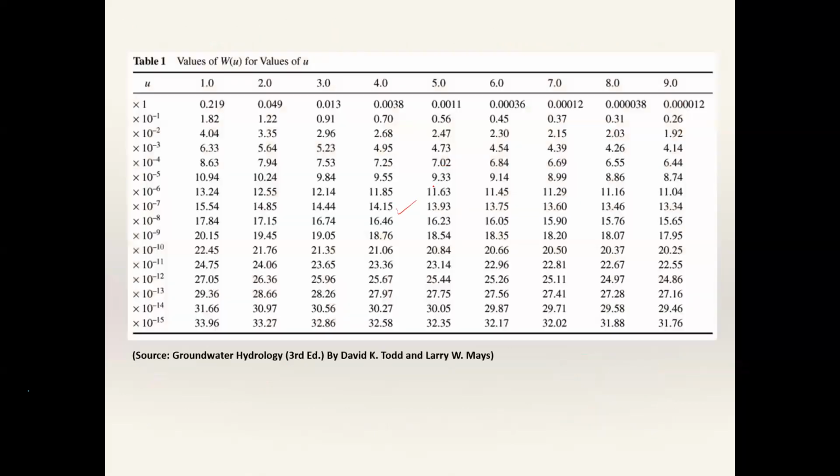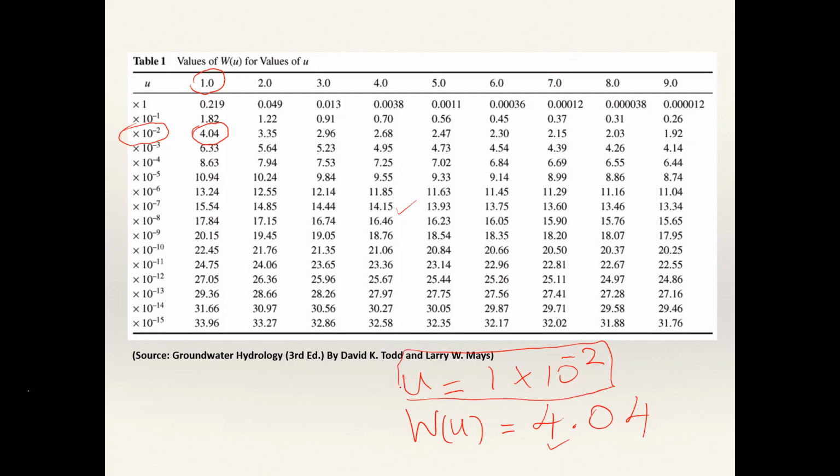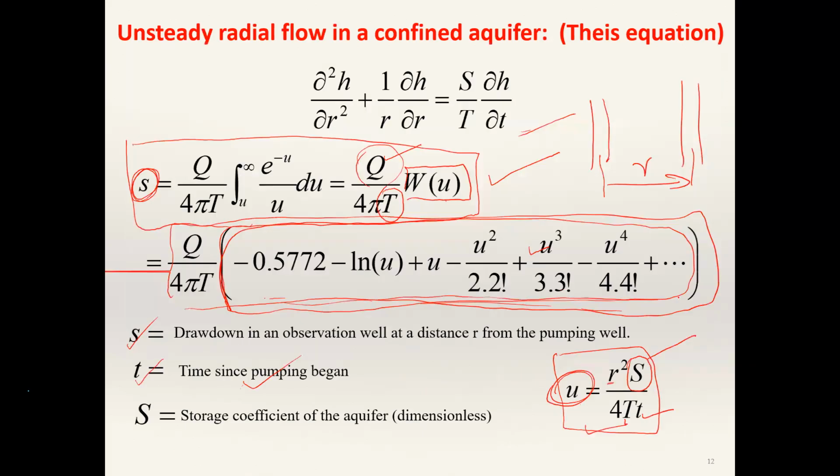So assuming that you know u is what he did. He developed a set of values for the well function. So for example, what is the meaning of this 4.04? That is, when u is equal to 1 multiplied by 10 to the power minus 2, W(u), that is the well function, is equal to 4.04. That is the meaning of these values in the table. All right? So how do you get this one? Simply you substitute u is equal to 0.01 into this equation, you get the answer.